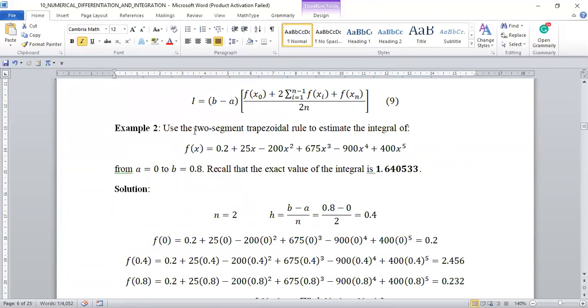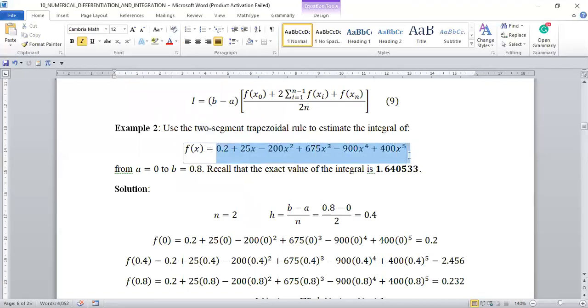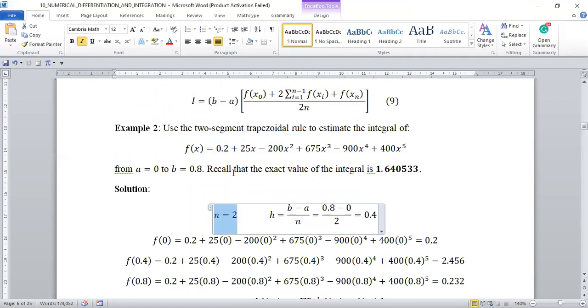In this example, we want to use a two-segment trapezoidal rule to find the integral of this same function. That's the same function as in the previous example. We want to divide the function into two segments now, because we want to reduce the error. So here, n is equal to 2 because we have two segments. Then our step size, or the width of the integration for each segment, is given by this formula, which is 0.4.